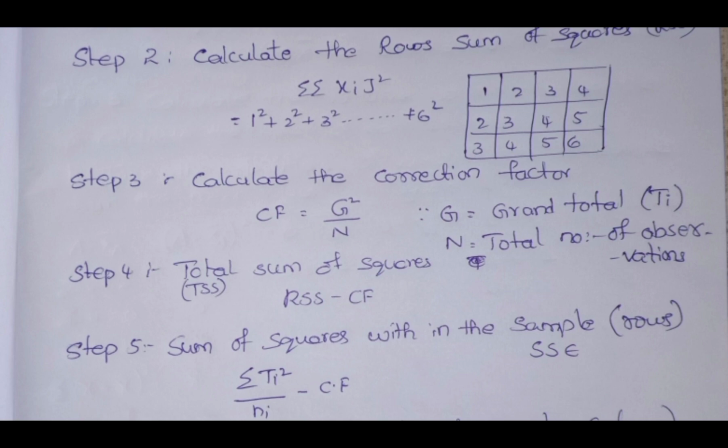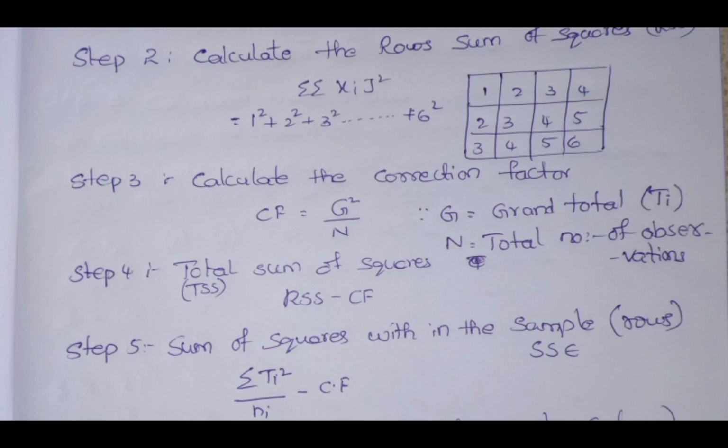In step 3, we should calculate the correction factor. So correction factor CF equals G square by N. G square means grand total and N is total number of observations. In step 4, we should calculate the total sum of squares. Total sum of squares TSS equals RSS, row sum of squares, minus correction factor CF.